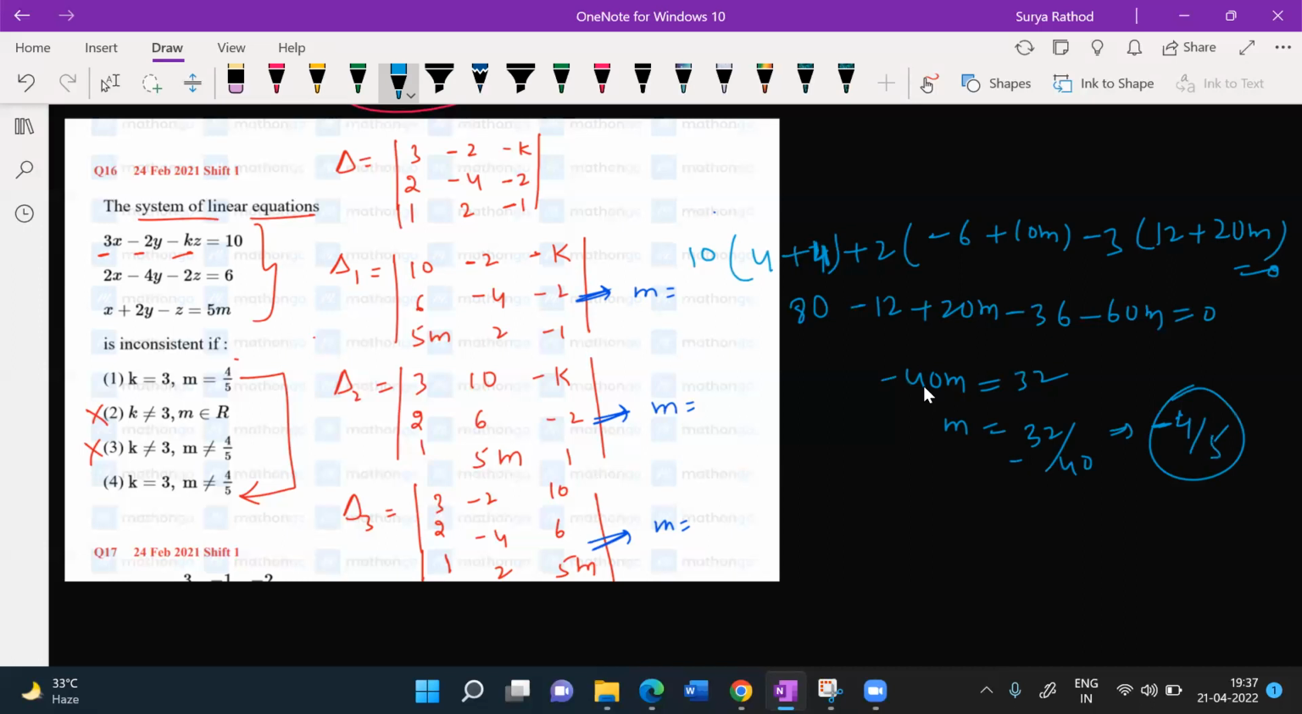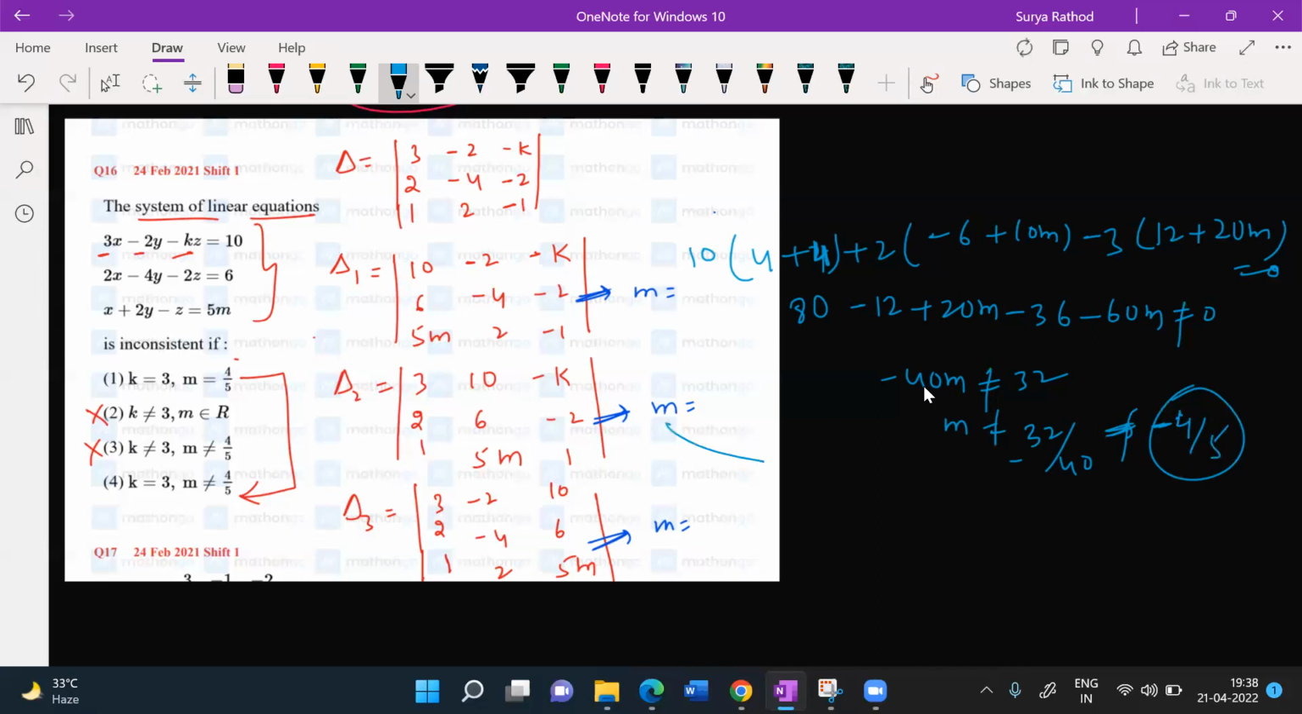No, the m value is not 4 by 5. In fact, you have to write not equal to 0 here. So the m value is not equal to minus 4 by 5. Minus 4 by 5 is nowhere available.